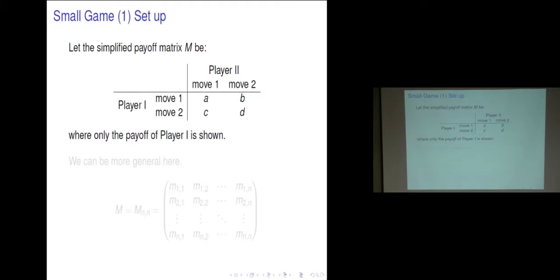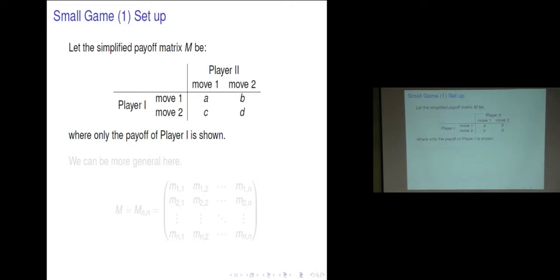So let's set things up. We have two players, player one and player two. Each one has two moves, move one and move two. And then we have a simplified payoff because this is a zero-sum game. So I have A, B, C, D here, and player two's payoff will be minus A, minus B, minus C, minus D. This is the setup for the small game.